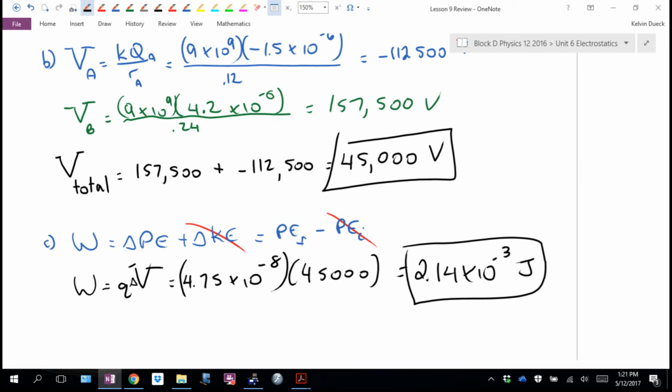Derek, when we solved for B, did we get a positive voltage or a negative voltage? So that makes sense because we're bringing in a positive charge towards a positive voltage. It does not want to go towards the positive voltage. We will have to do work.